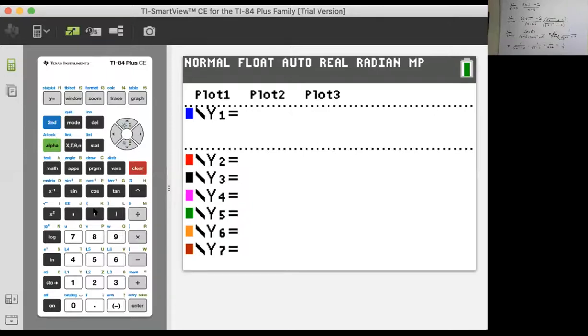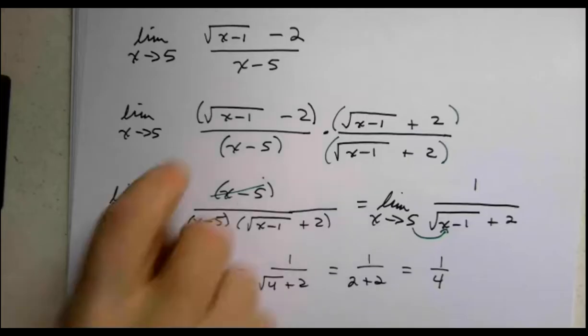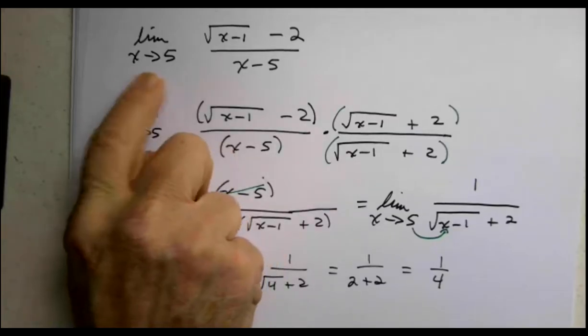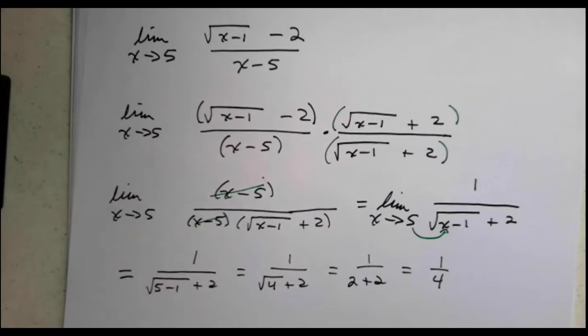So in parentheses, square root of x minus 1, minus 2, divided by, in the denominator, I need x minus 5. So again, in parentheses. And I want to see what happens as I get closer and closer to 5. Remember, we're looking at the limit as x approaches 5. So from the left and from the right, what's happening there?